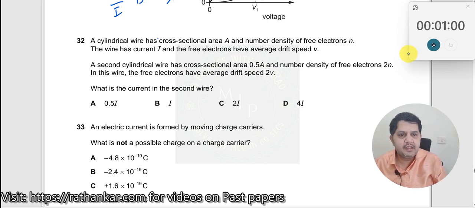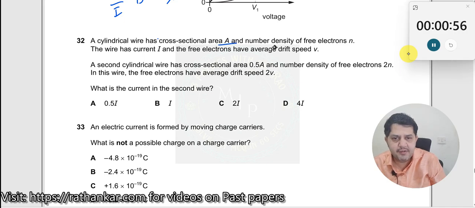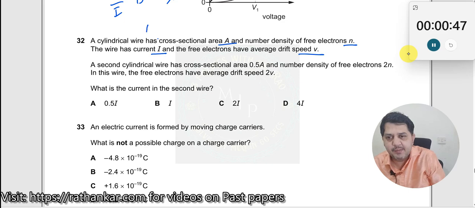Okay, question number 32. A cylindrical wire has a cross-sectional area A, free electron number density n, the wire has a current I and free electrons have drift speed V. Which topic is this? This is drift velocity. What is the expression? I is equal to nEAV.